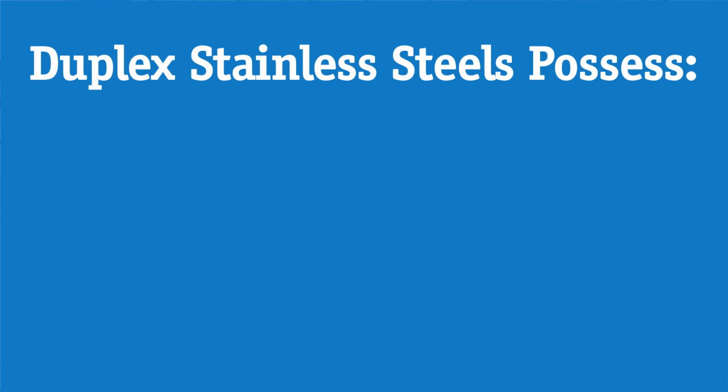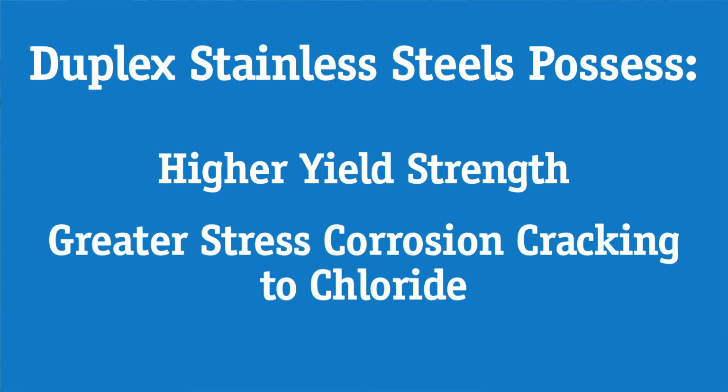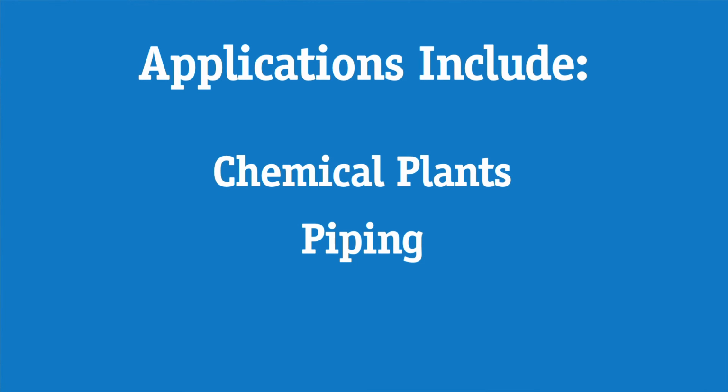Duplex steels typically contain 22 to 25% chromium and 5% nickel, along with molybdenum and nitrogen. Duplex steels have higher yield strength and greater stress corrosion cracking resistance to chloride than austenitic stainless steels. Some applications include chemical plants and piping.